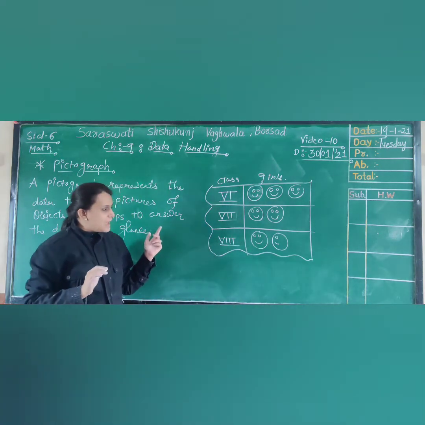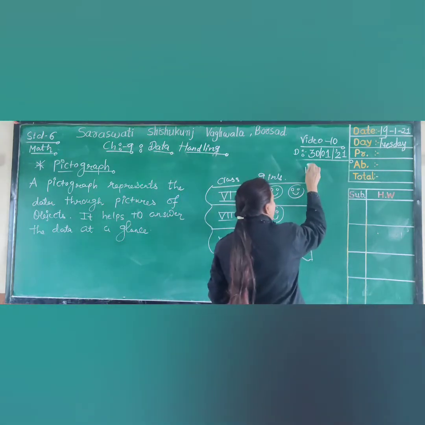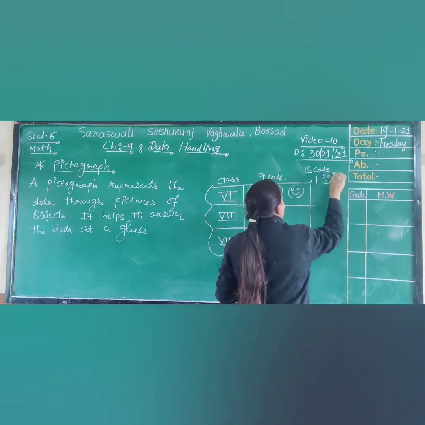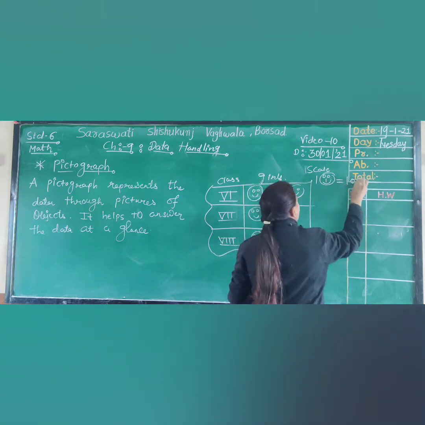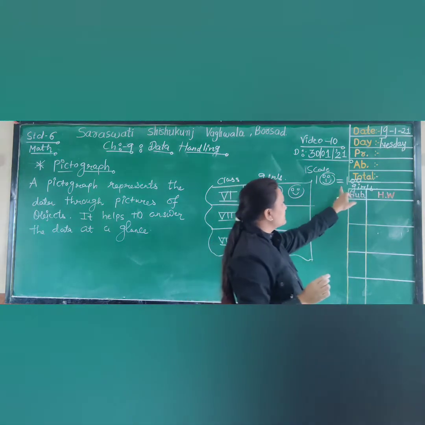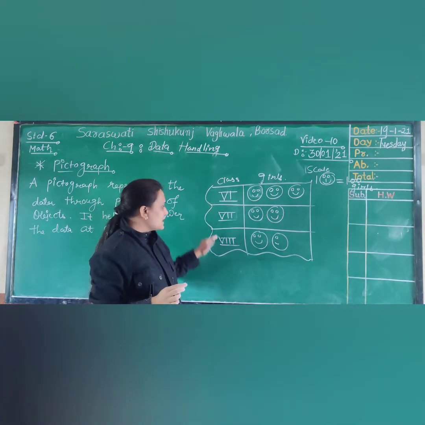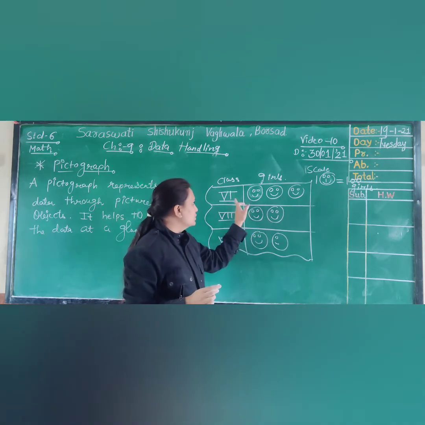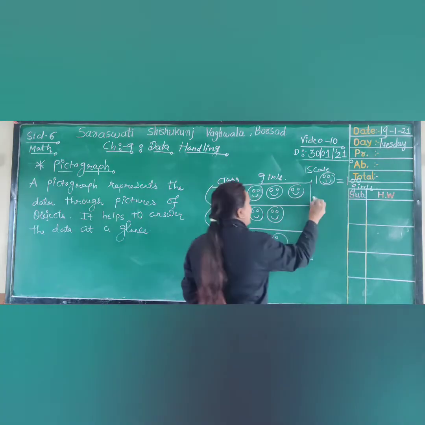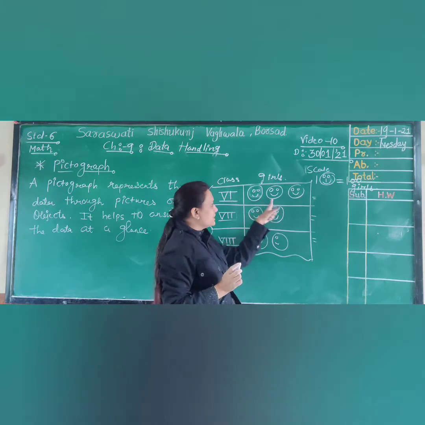Okay, so here you can see I have drawn one table. Let us take the scale. The scale given is that one smiley is equal to 100 girls. In the given graph, one smiley is equal to 100 girls. Here you can see different divisions are given, and opposite to each division we have different numbers of girls. So let us count the girls here. In class 6, one smiley is equal to 100, so we have 3 smileys.